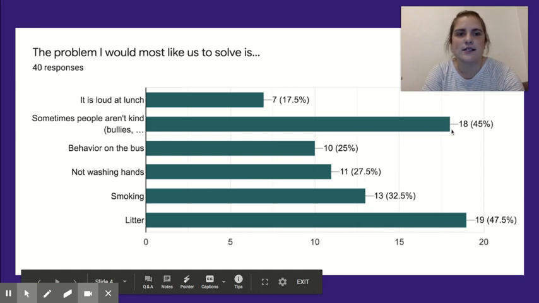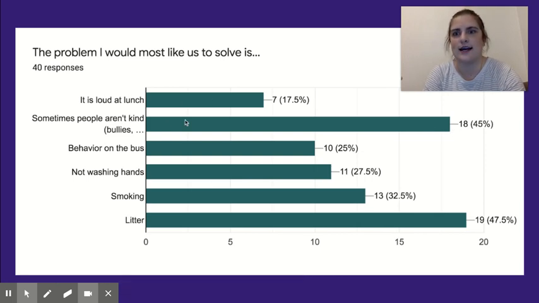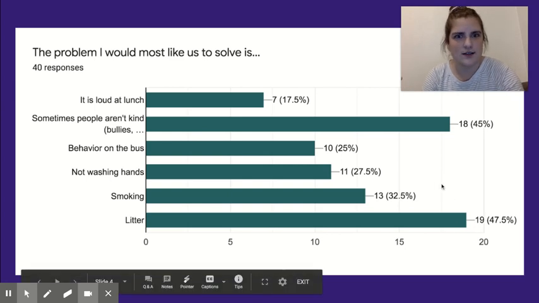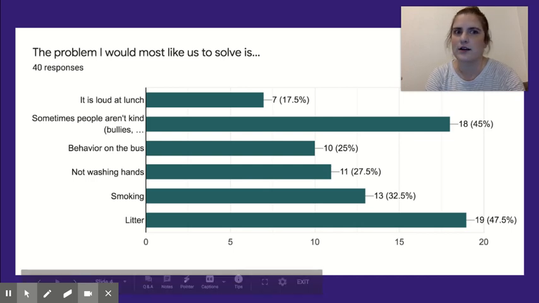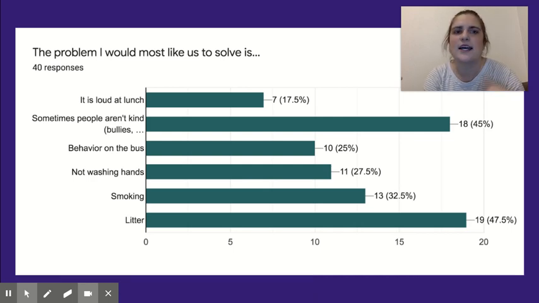It tells us which choices had more votes right off the bat, because you can see which bars are longer. So I can see, oh, there's 2 front runners. People are interested in solving this problem of people not being kind, and then also this problem of litter. So by seeing the information in this bar graph, I know, okay, those are the 2 most popular choices, and then we can move forward with making our plans.